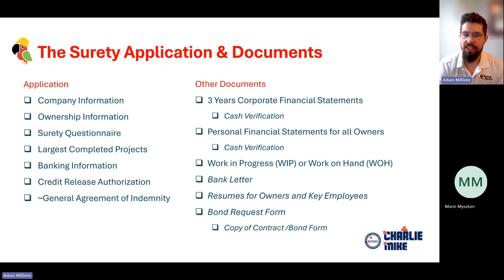But that's on a case-by-case basis. And then if you're on the contract side, they're also going to want a work on hand, or WIP. And anything on here that's italicized is a maybe. So bank letters, resumes for owners and key employees might help bolster things if you're trying to stretch for a bond that might be outside your capacity or way larger than previous jobs. That is when resumes would come in.